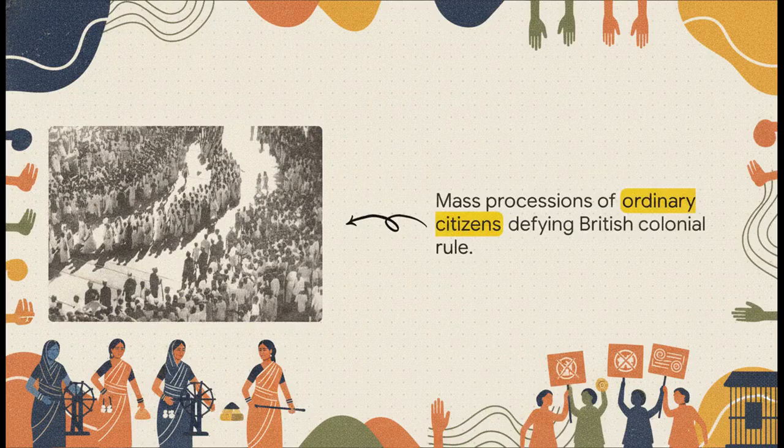Just look at the sheer scale of mobilization here. Ordinary citizens literally taking to the streets to defy colonial rule. This wasn't just a few politicians in a closed room. This was thousands upon thousands of everyday people. And what's absolutely crucial to note is that women participated in unprecedented numbers. They stepped out of their homes to march, manufacture salt, and picket shops. And despite facing police firing and the imprisonment of roughly 100,000 people, the protesters remained remarkably peaceful.